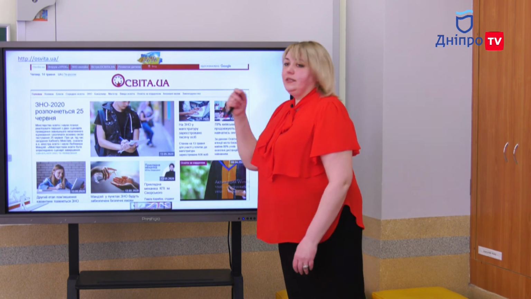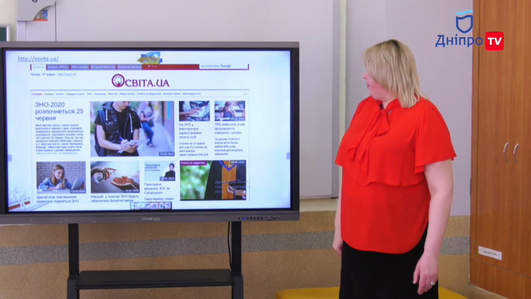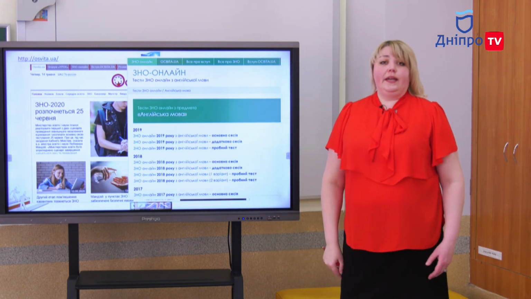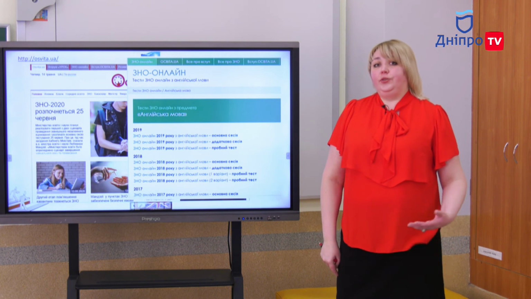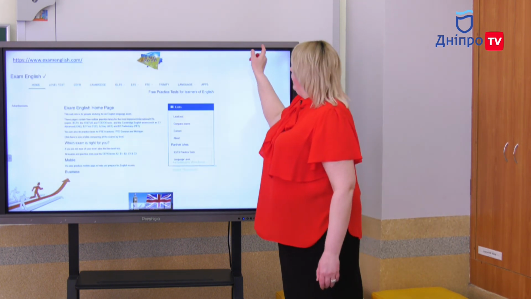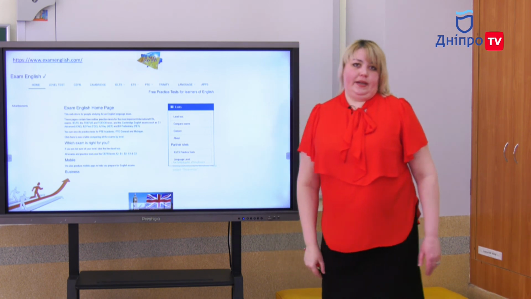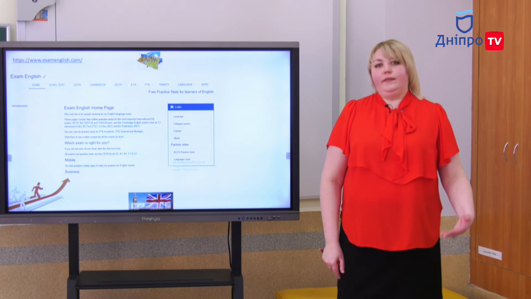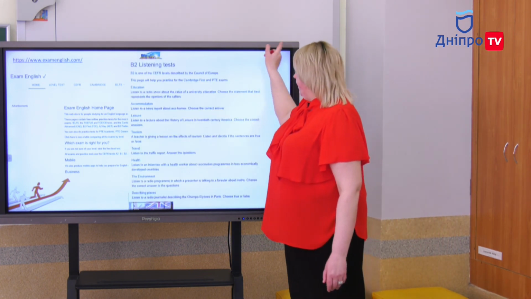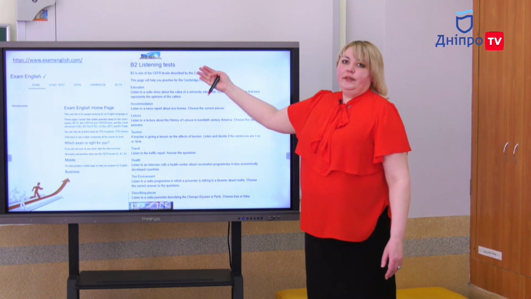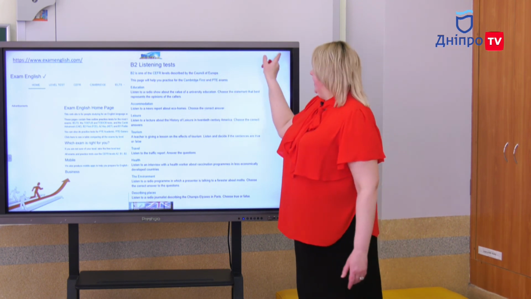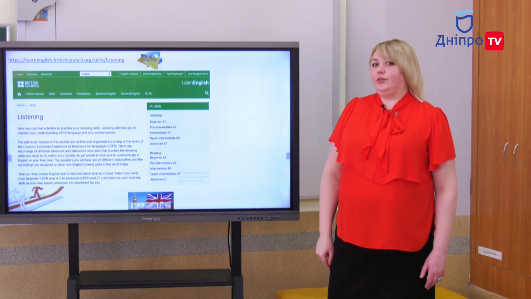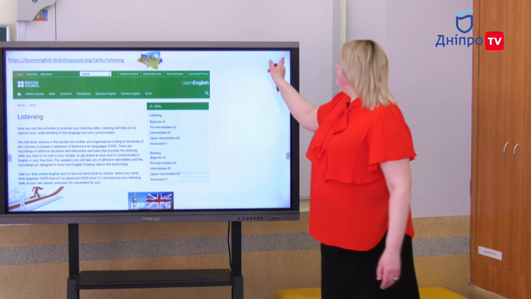The next site is Osvita.ua. It's in Ukrainian. It's very good because you may find all the exams, tasks and questions, and you can do them and self-correct. Next thing, I love this website. It's English exams. All the Cambridge exams you may find here. All the levels, all the exams. Here you can find different topics to practice. Learn English British Council is a very nice resource, not only for listening, but for all the skills.